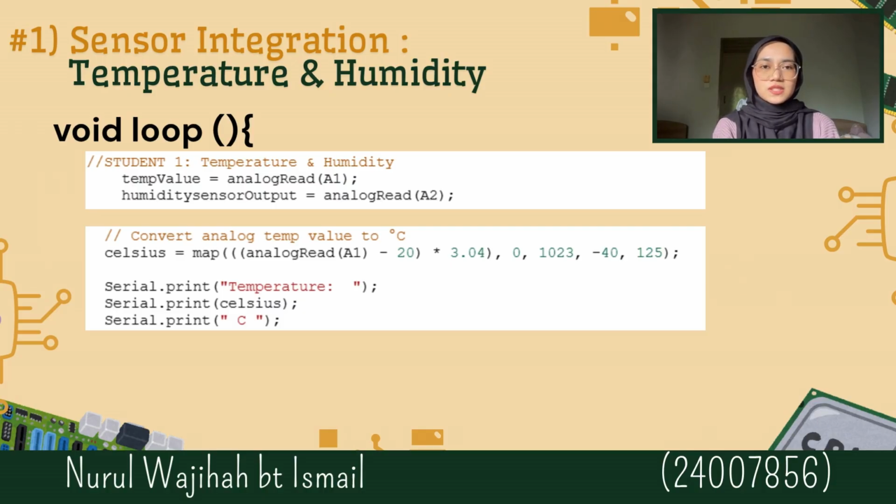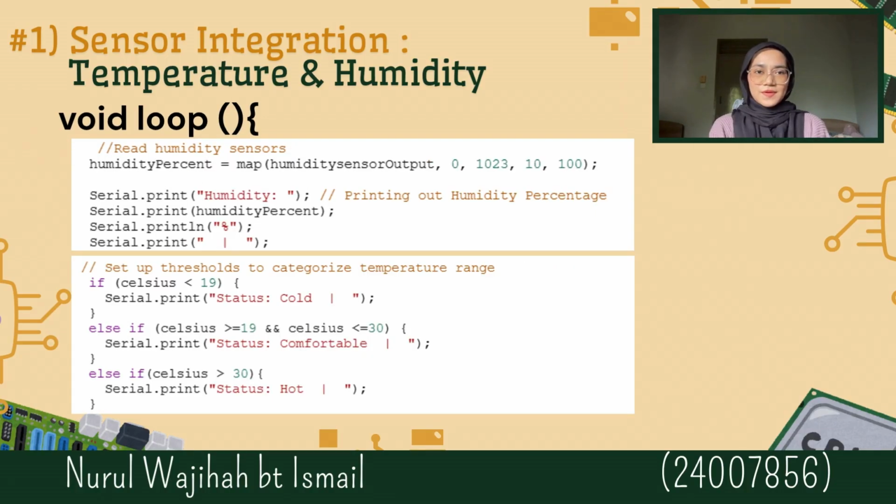Then we print the temperature with the calculated value. Also, we need to read the humidity and convert into percentage humidity. The equation for the conversion is shown here. Similar to temperature, we print the calculated humidity percentage. Lastly, for student 1, we set up threshold values to categorize the temperature range using an if-else statement.